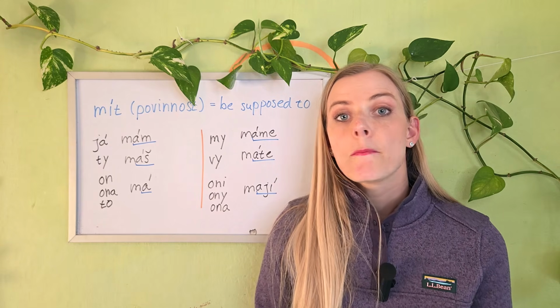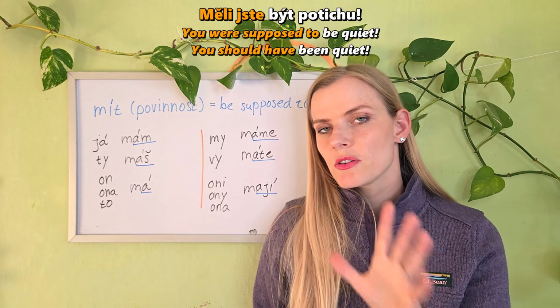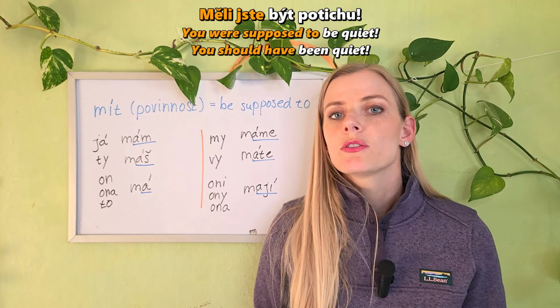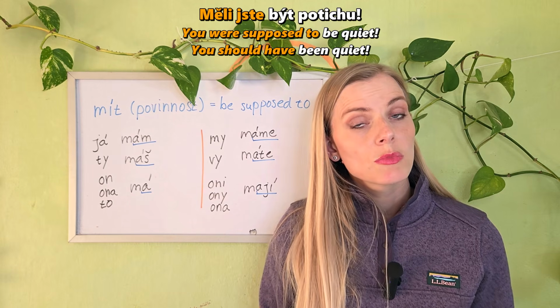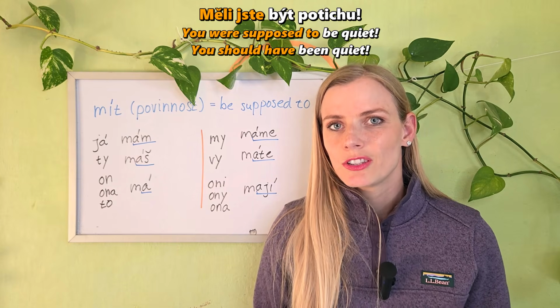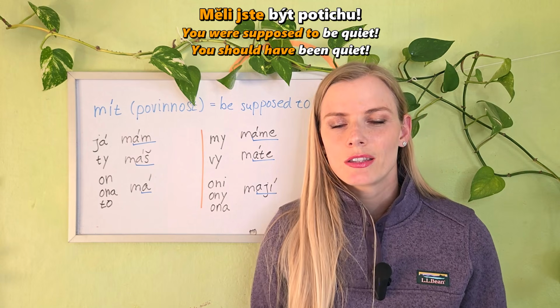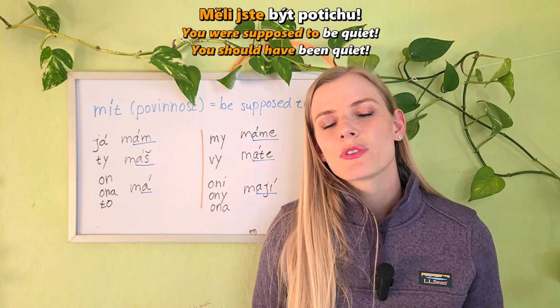Now, the past tense. Měli jste být potichu. Careful, because this sentence could have two meanings depending on the context. It could mean you were supposed to be quiet, měli jste být potichu a nebyli jste. You were not quiet. Or it could be you should have been quiet. Měli jste být potichu. I told you, you should have been quiet. Now we are in trouble.